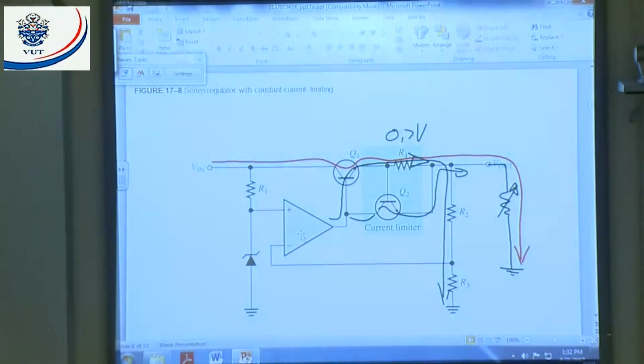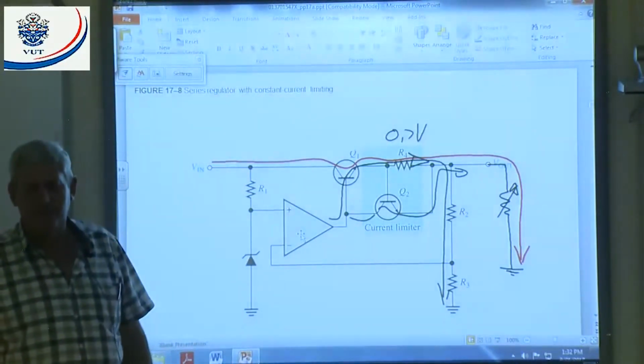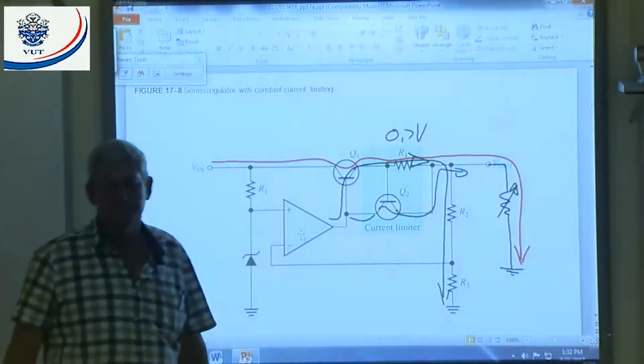Yes? So when Q2 turns on, does Q1 turn off completely, or does this still work? All right, you're asking me a question. Now I'm also going to ask you a question. If Q1 turns off completely, will there be any current there? No.